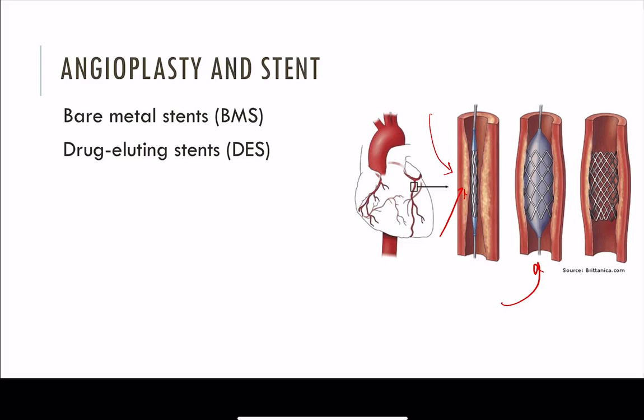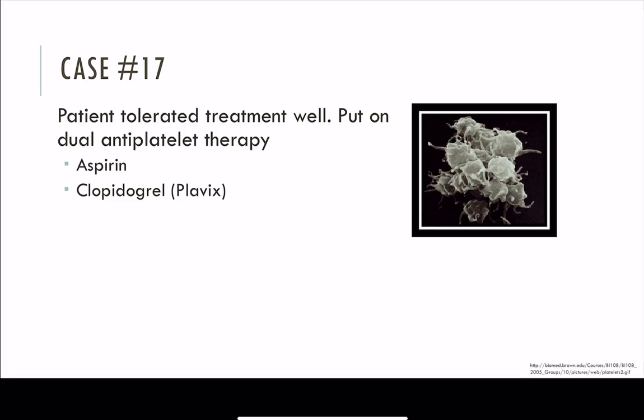Regardless, after this procedure, patients are still going to be put on a round of antiplatelet therapy to decrease the risk of thrombi around the stent. It is typical to see a dual antiplatelet therapy for about 12 months after an angioplasty and stent. So this patient tolerated her angioplasty well, and she was put on the dual antiplatelet therapy. So she was given aspirin and Plavix.